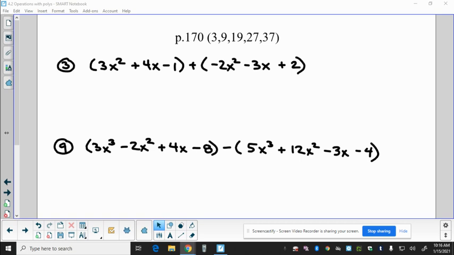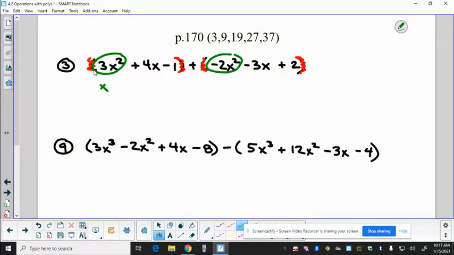Okay, let's take a look at the solutions to these problems. Now, remember in number 3, when you have addition, these parentheses don't mean anything. Let's just look for like terms starting with the highest exponent. How about that one? And circling the sign in front of them as well. So that would give you just 1x squared or x squared.